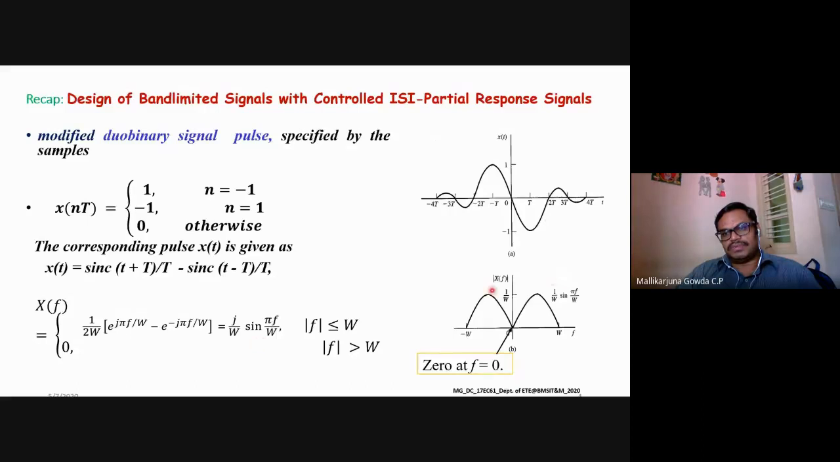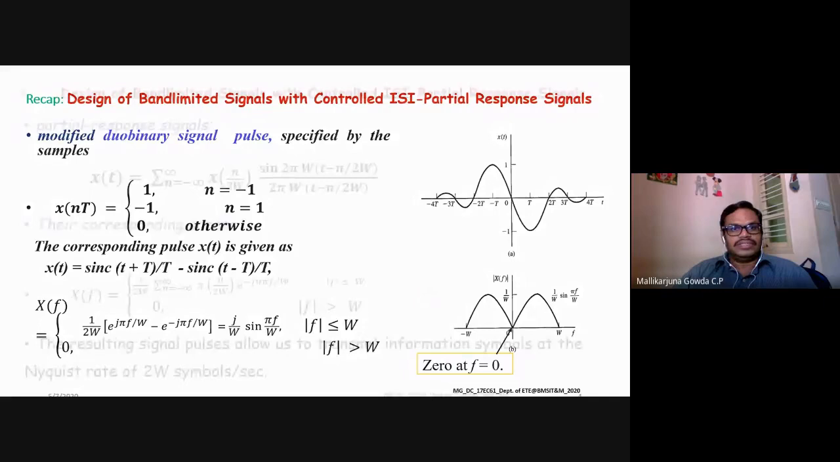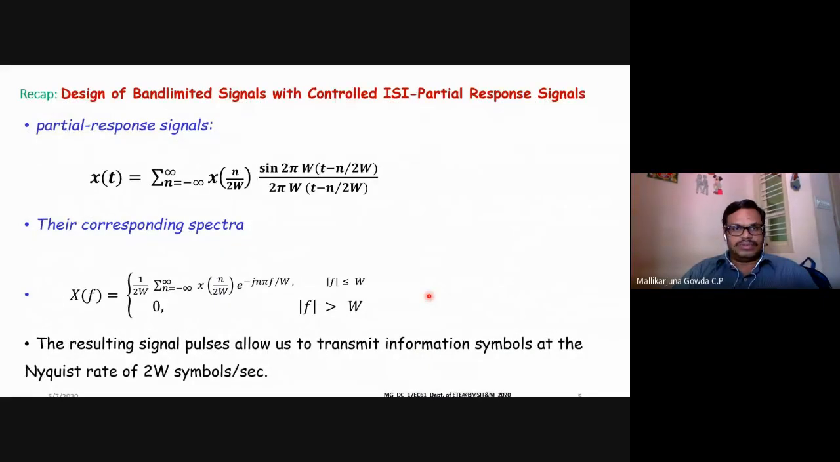So the frequency response of this modified duobinary signal pulse will look like this. What I find here is that the spectrum of the signal at f equal to 0 is 0. That gives me the flexibility to design a transmitting and receiving filter which will not pass the DC signal. So that is what I discussed about those two things in the previous class.